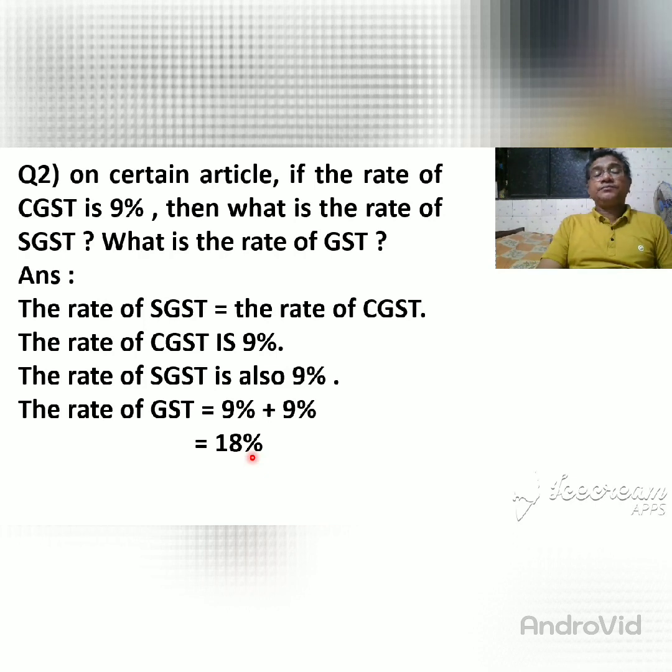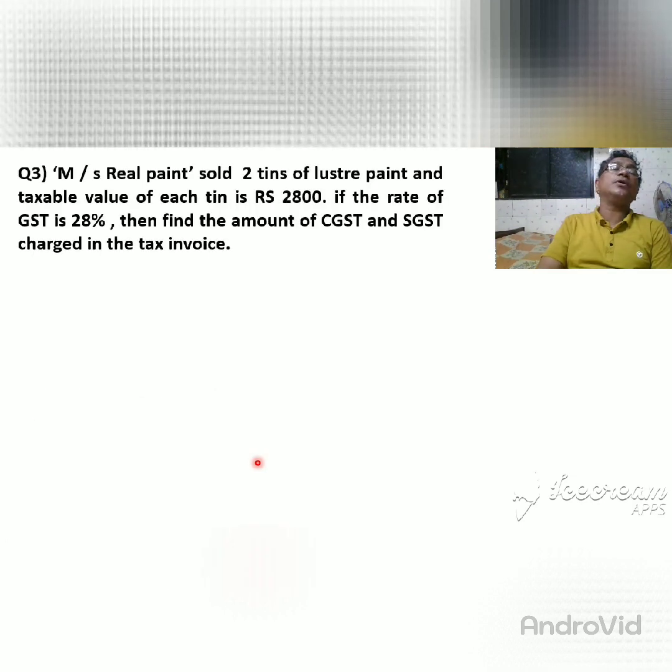If anyone has a doubt, I will explain it. Remember, all of my students, whatever the CGST is, that is equal to the SGST. So if CGST is 9%, then SGST is also 9%. Then what do they want to find out? They want to find out GST. So what is the formula for GST? The formula for GST is equal to SGST plus CGST. SGST 9, CGST 9. 9 plus 9, 18%. Is that clear? Then problem number 3.